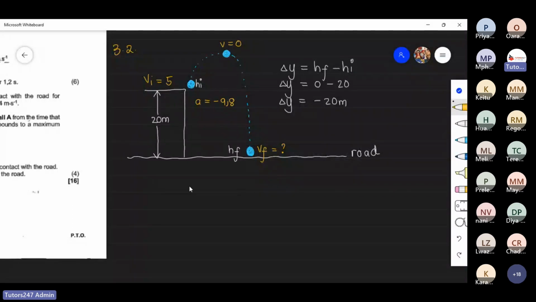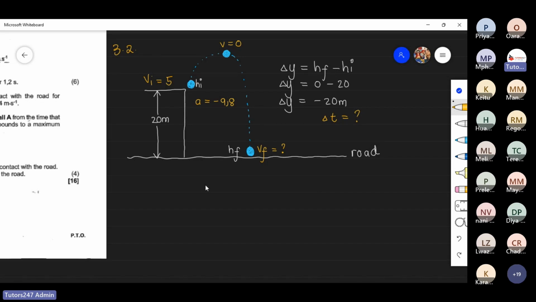So we need an equation that has time in it. Keeping in mind that now, because we are not calculating final velocity, we are calculating time, we can't use final velocity because we don't know that value. So let us write down our formulas to see which is the best one to use.